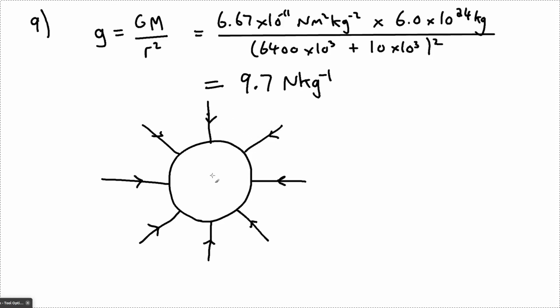But 10 kilometers, bearing in mind the radius of the Earth here is 6,400 kilometers, 10 kilometers added on to that is such a small distance. You're not going very far above the surface. Over that very small distance, these field lines have hardly diverged at all. You're just going up there a very, very small distance. And so over that distance, there's no appreciable drop-off in the field strength. The field can be considered uniform up to 10 kilometers above the surface of the Earth. And there we go.